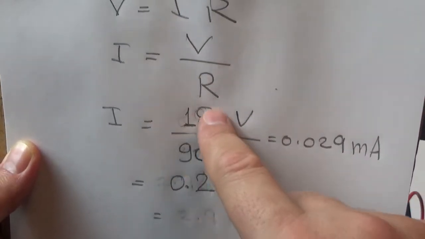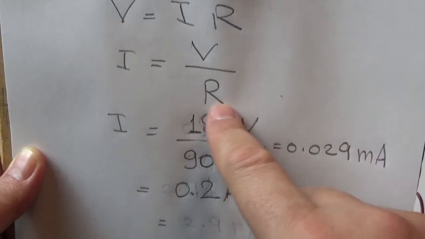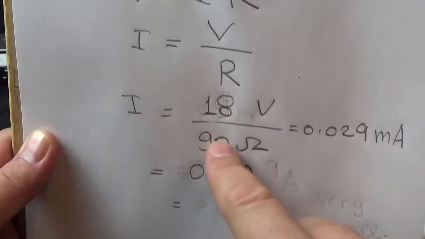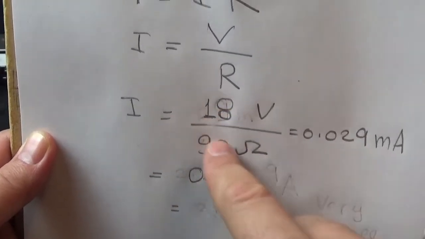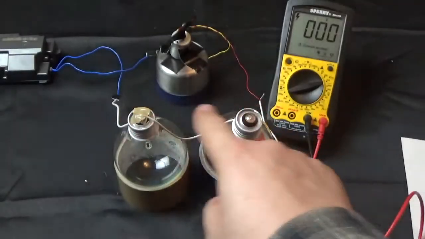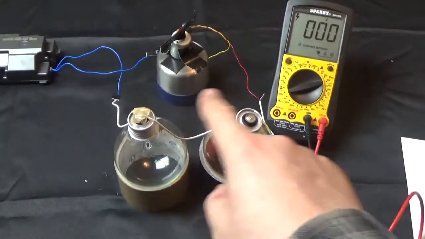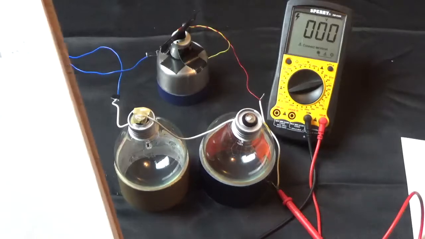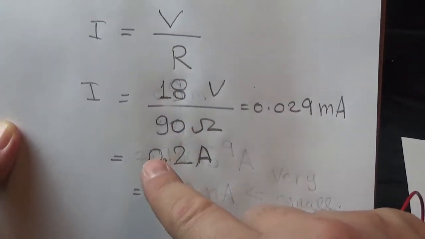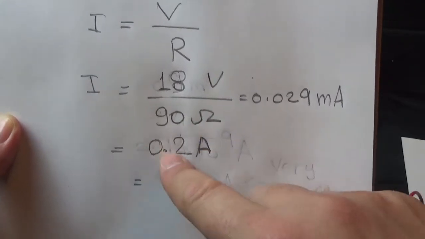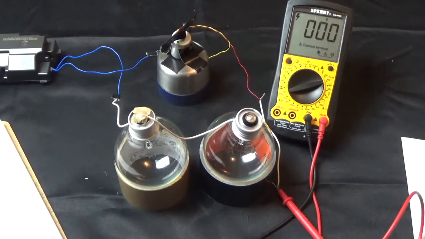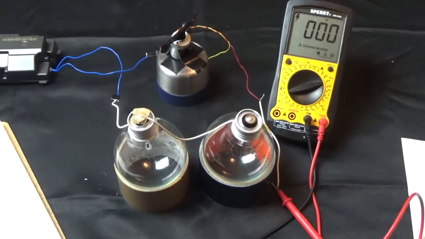Then we substitute V with 18 volt that we got from the experiment, divided by 90 ohms that we got from measuring the bulbs, those two bulbs which represent the resistors. By dividing them, as you can see here, we get 0.2 amperes. So this, guys, is the current. This is the current that flows in this circuit.